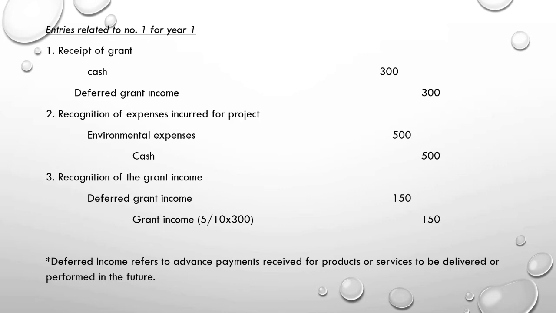So how would you know the portion of the 300 that should be allocated for the year? The total grant income is 300, and the total cost of the project is 1,000. The expense for the year is 500, so we will divide it by the total cost, which is 1,000, to get this year's portion, then multiply it by 300. Since we already incurred cost for the project, we can now recognize the partial income. So we debit deferred grant income for 150 and credit grant income for 150.